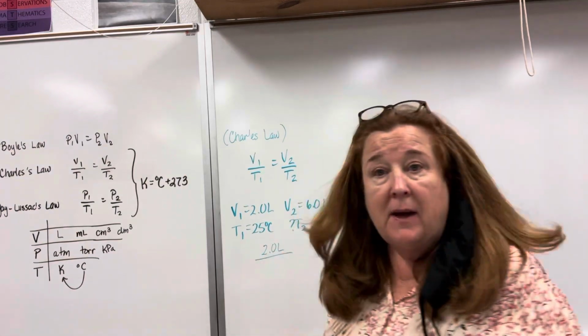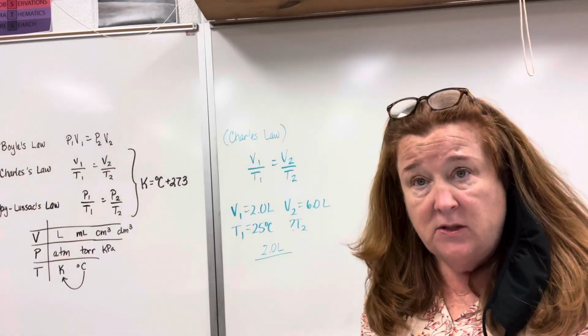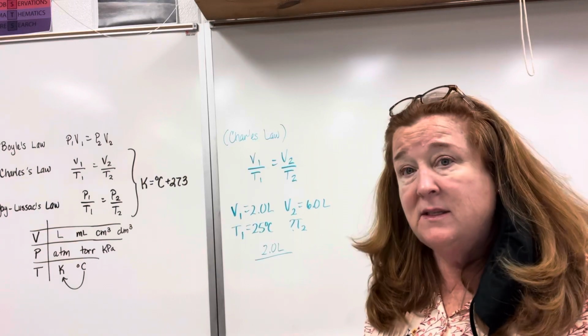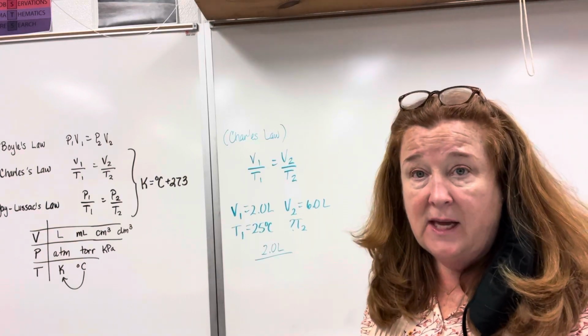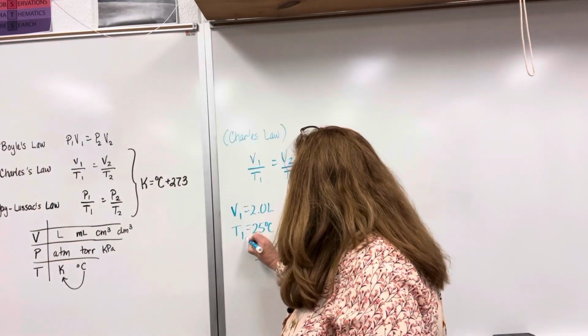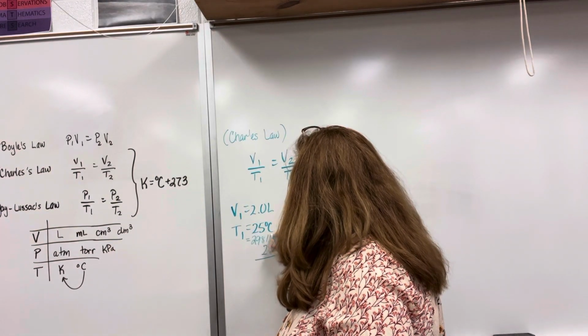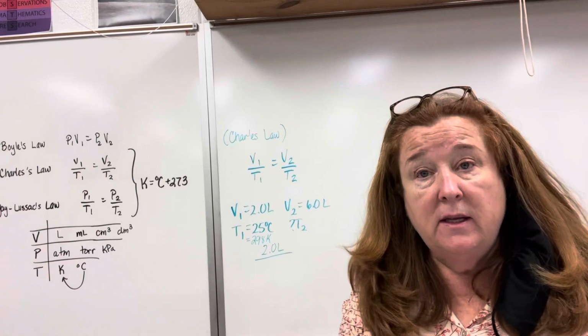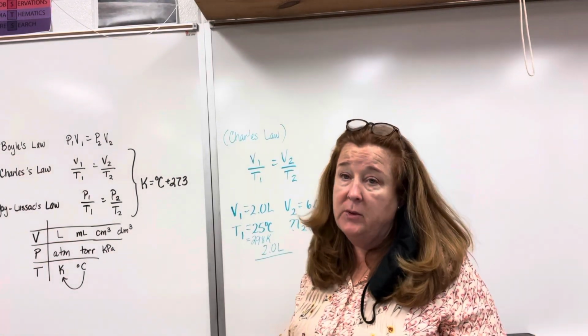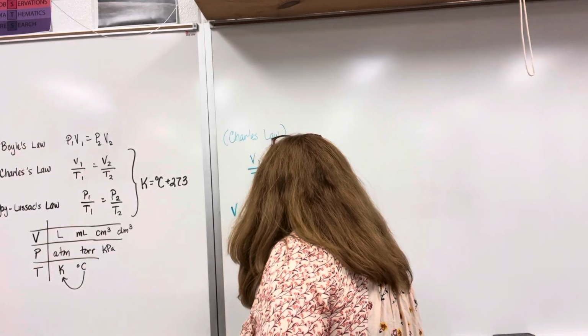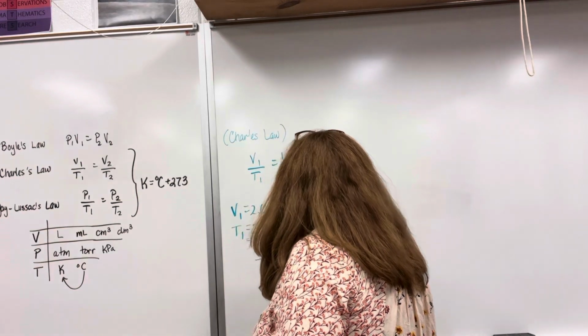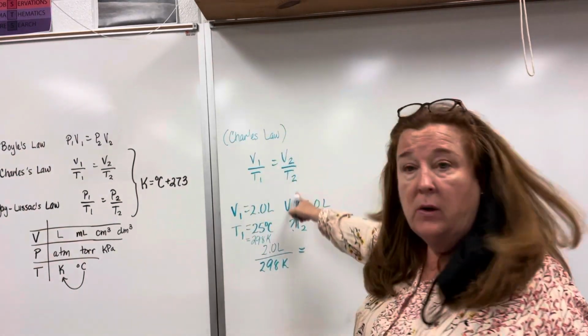You're going to divide that by the initial temperature. Now you have to pay attention to the temperature and notice that it's in Celsius. And so you have to change it to Kelvin by adding the 273. So that's 298 Kelvin. And when you put that in the equation, then you'll get the right answer, but you have to put it in the equation. So 298, and then that's going to equal the volume, the second volume.